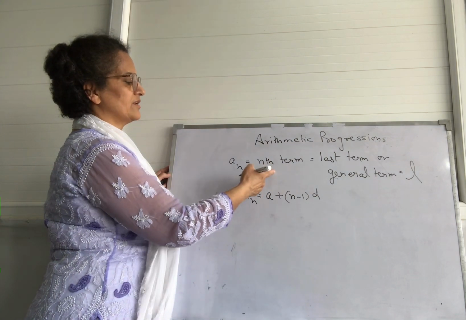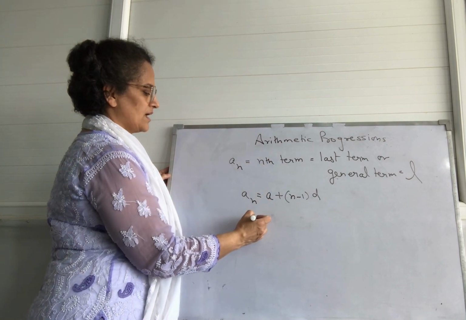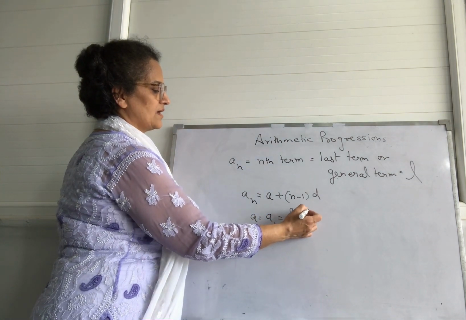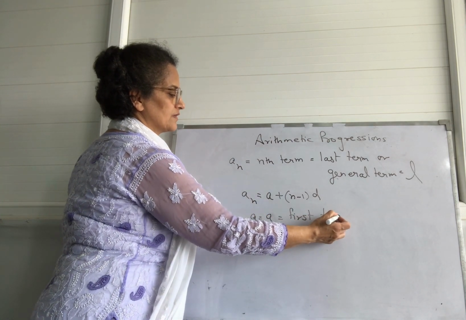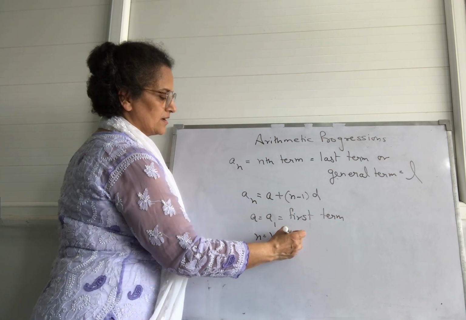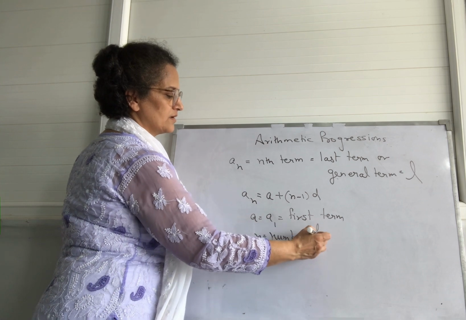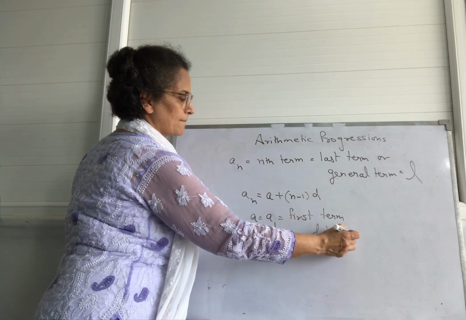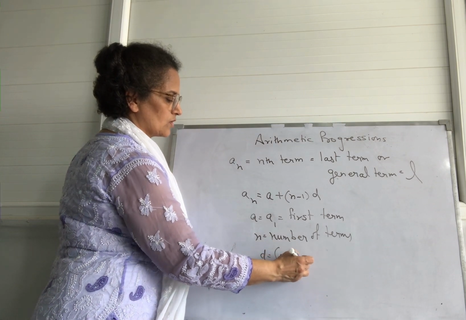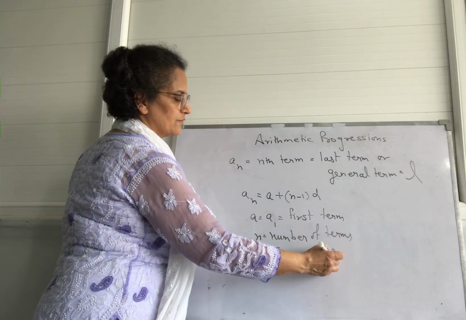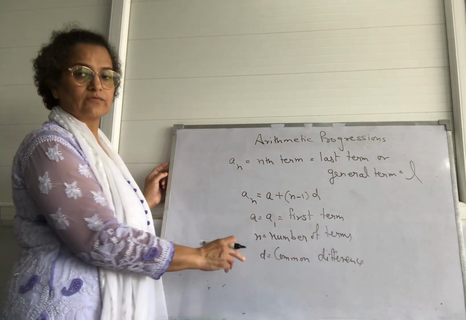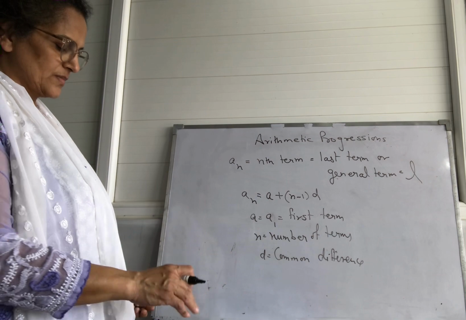Here an we have written as the nth term. A is my first term. N is the number of terms, and D is the common difference. So in case they have given you A, they have given you D, you can form the AP.